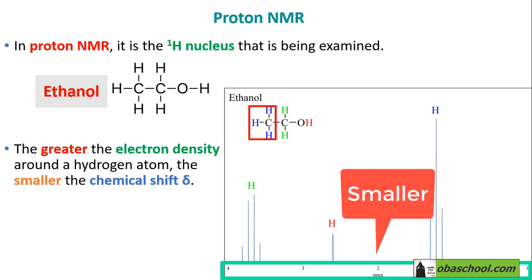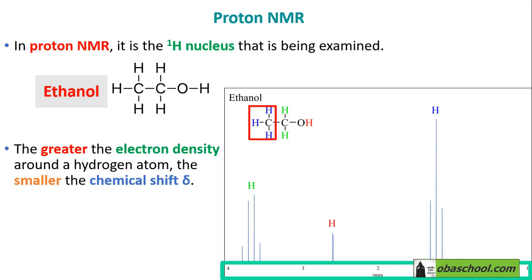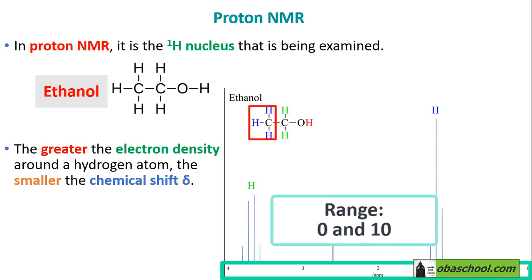are mostly between 0 and 10. So in the carbon NMR, we used to have chemical shifts around 200. Here, the chemical shifts, they only range between 0 and 10.